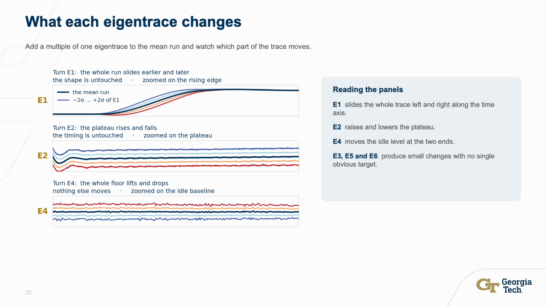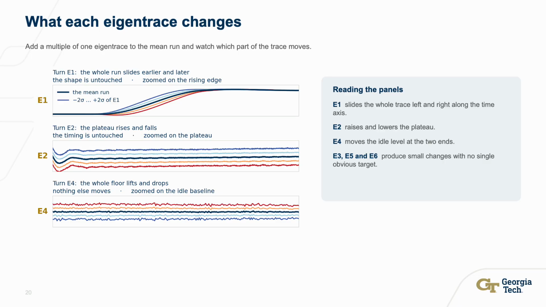The method is very simple. Take the mean run, add a multiple of one eigentrace to it, and watch what part of the trace moves. Each row does that for one component, zoomed on the region where the movement happens. The black curve is the mean run, and the colored curves are the mean plus or minus 1 or 2 standard deviations of that component.